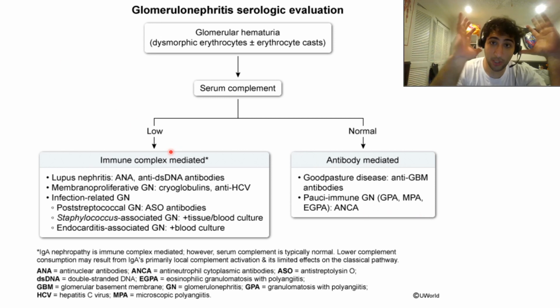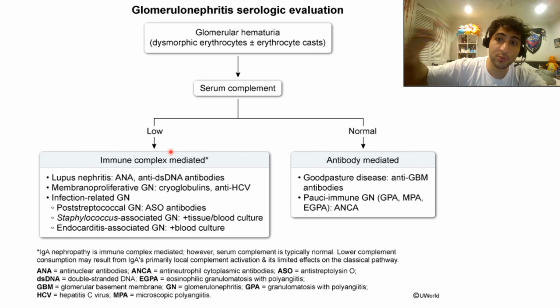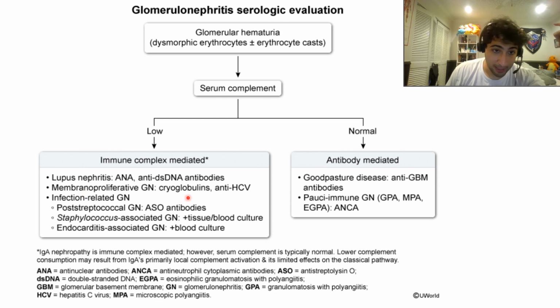Now, if you have low complement, you need to consider all the diseases that cause immune complex disease because that consumes complement. All right, immune complexes consume complement. So that means lupus. It can be cryoglobulins, hepatitis C, or just cryoglobulins because of another autoimmune disorder. Infection related, which you have staphylococcus associated, endocarditis associated, and then you have post-streptococcal.